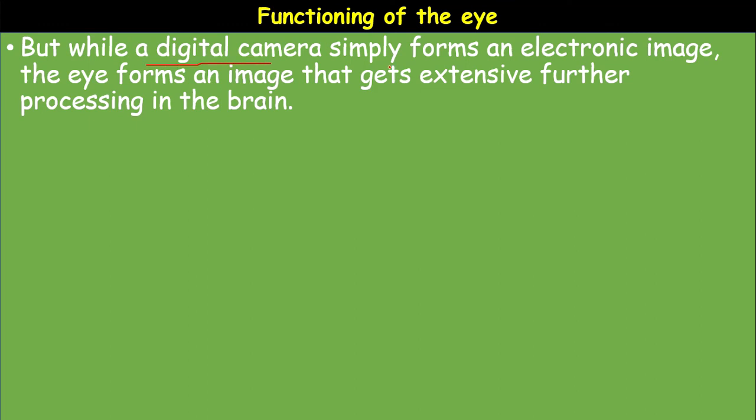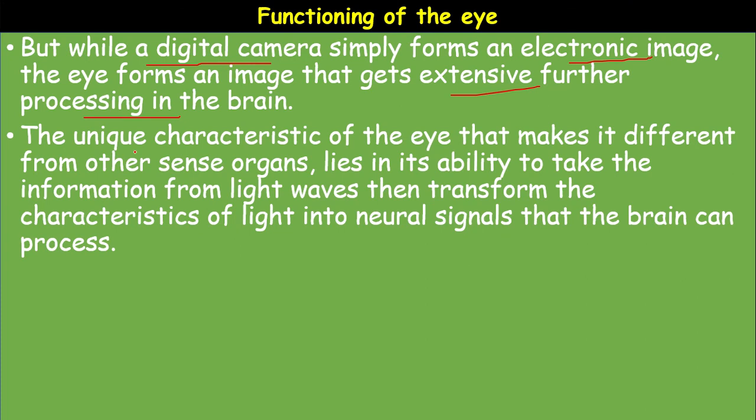While a digital camera simply forms an electronic image, the eye forms an image that gets extensive further processing in the brain. Okay, a direct image is formed in the digital camera, but the natural eye is not like that. The unique characteristic feature of the eye that makes it different from other sense organs lies in its ability to take the information from light waves and transform the characteristics of the light into neural signals that the brain can process. Okay?